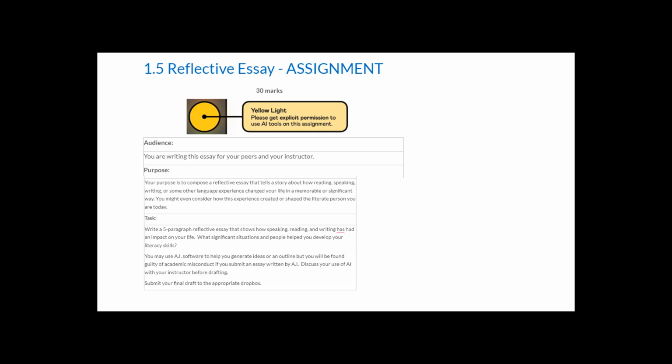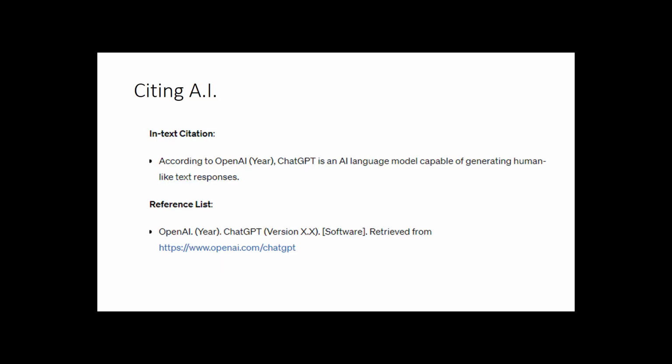So here's an example of how an assignment may be posted. So it has right under the assignment, yellow light. Later on down here, it says you may use AI software to help you generate ideas or an outline, but you will be found guilty of academic misconduct if you submit an essay written by AI. Discuss your use of AI with your instructor before drafting. So there's an example of an assignment with AI.